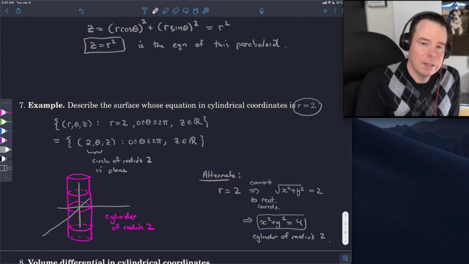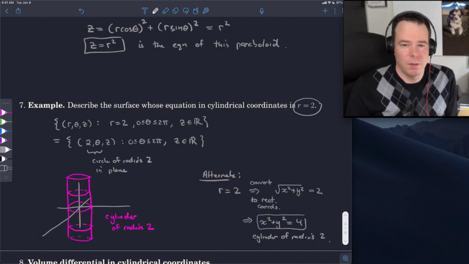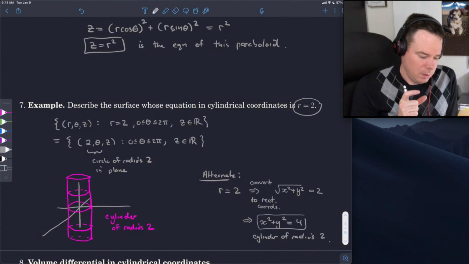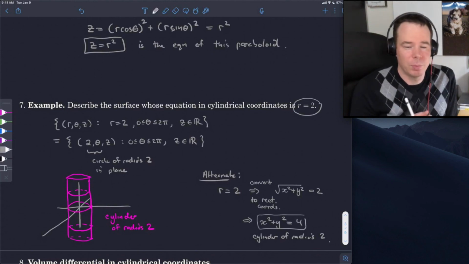All right, so that's it for the first part of this lecture, just introducing the coordinate system. I'm going to do 2 more videos. The next one is the introduction of triple integrals in cylindrical coordinate systems, and we'll do 1 example, and then the third video will be a second example.